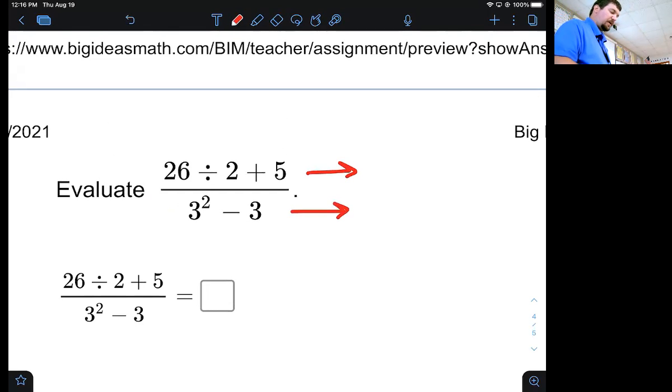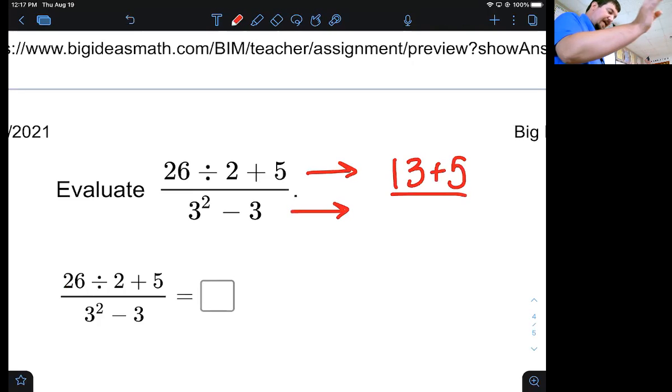So let's focus in on the top. Frank, on the top, I have division and addition. Which of those takes priority? Good. What's 26 divided by 2? 13. There's the top. Simplified a little bit. Okay. Taylor, on the bottom, I've got an exponent and subtraction. Which of those takes priority? Good. What is 3 squared? That's right.